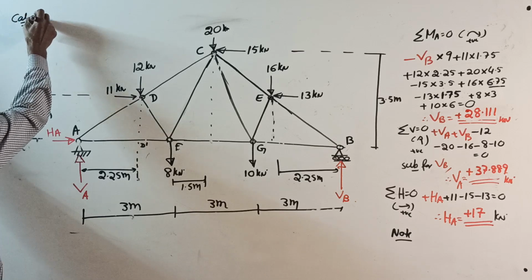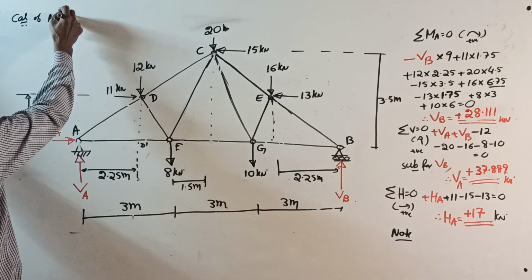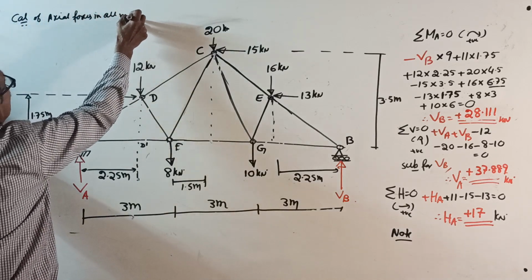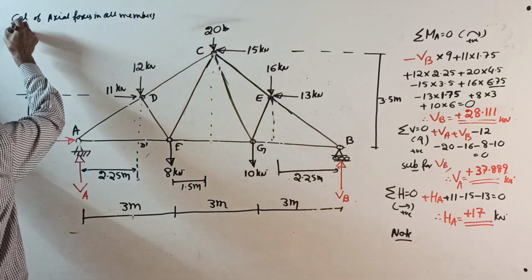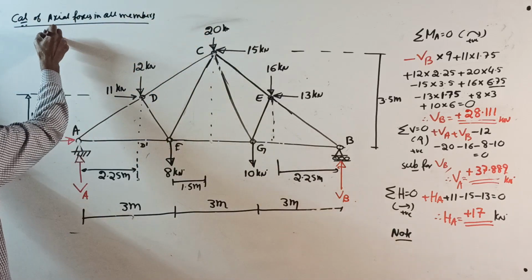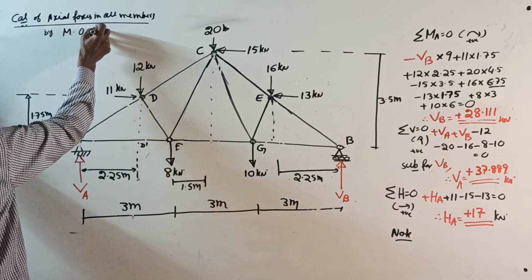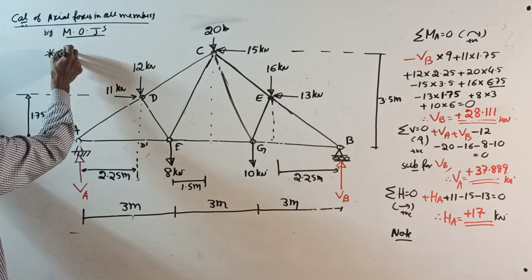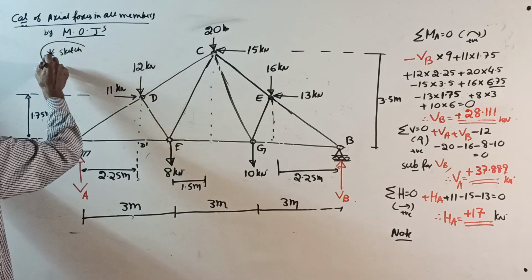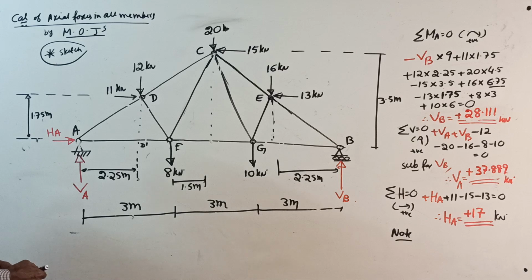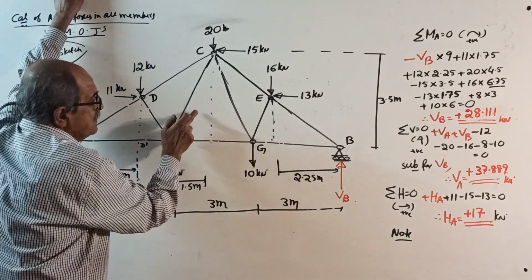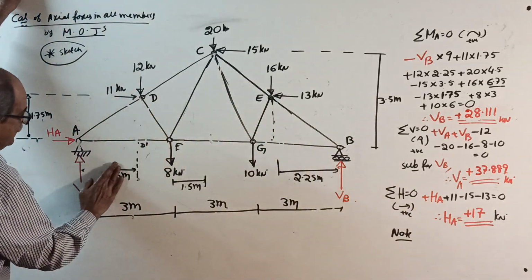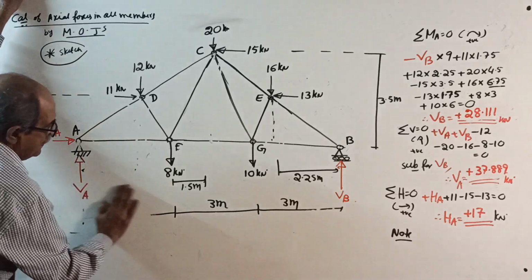Calculation of axial forces in all members by method of joints. Who will write every time? Method of joints. For that you require a star sketch. Someone will ask, what is star sketch? Nothing. In the star sketch, write the sketch once again. This is not required. The D dash, none of this is required.